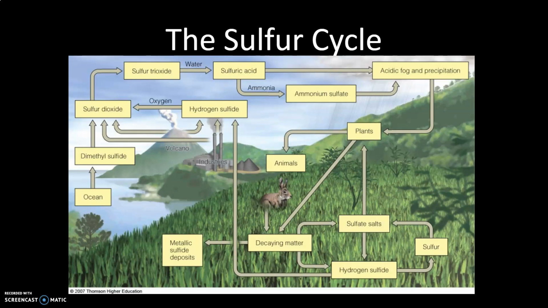Sulfur cycle, and again, you're probably most familiar with that one in regards to acid rain, but what are some of the natural components that produce sulfur into the environment, and what are some of the anthropogenic, the human generations of sulfur? I'll let you go through that slide on your own and see how sulfur cycles through.